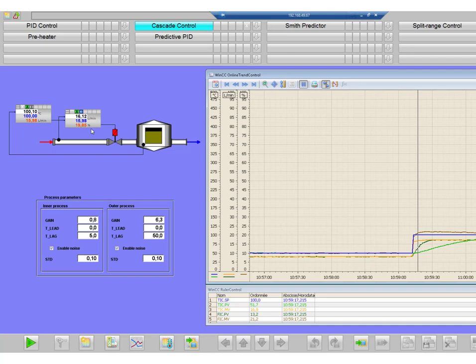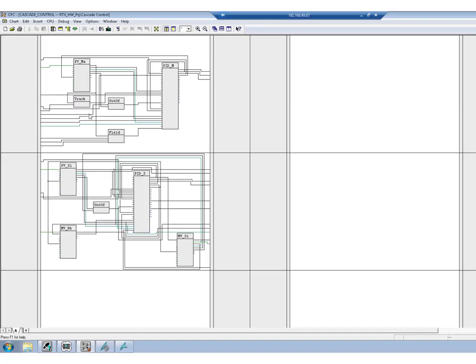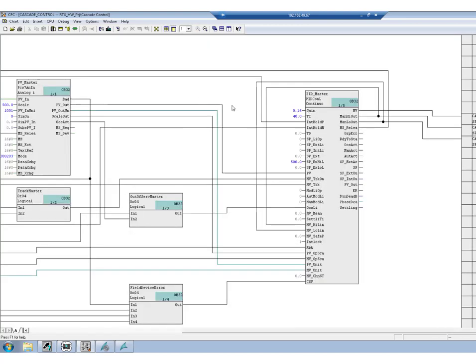So it makes sense to have this controller running with a TS that is much smaller than that of the master controller. What you see over here is the CFC plan that implements the cascade control. You can recognize here the master PID controller and here the slave PID controller. So let us have a look in detail.